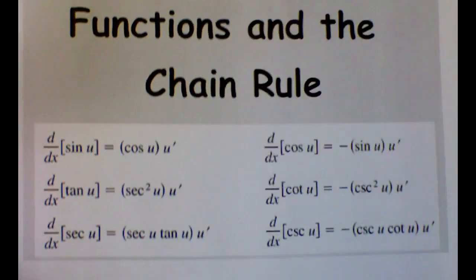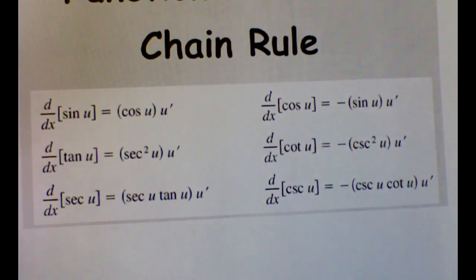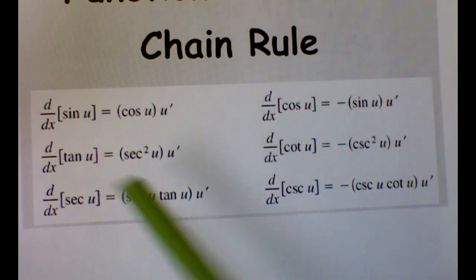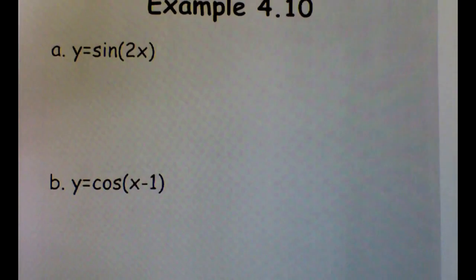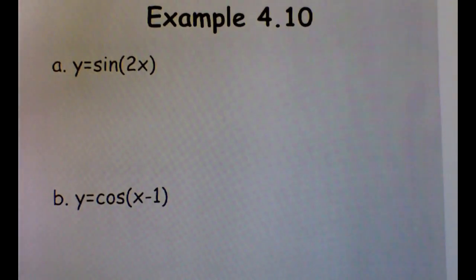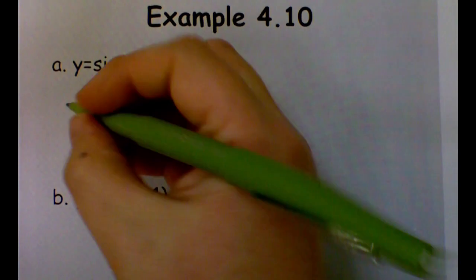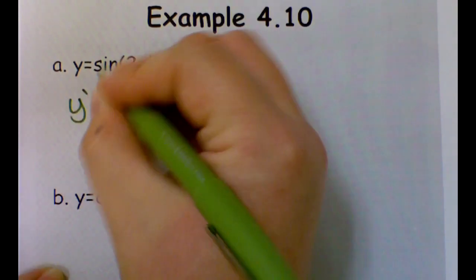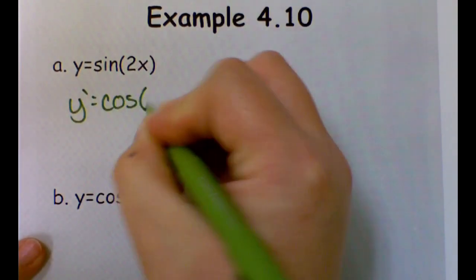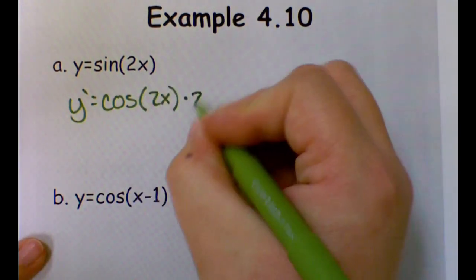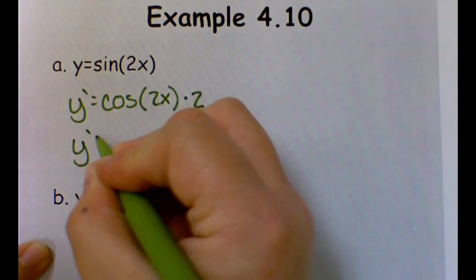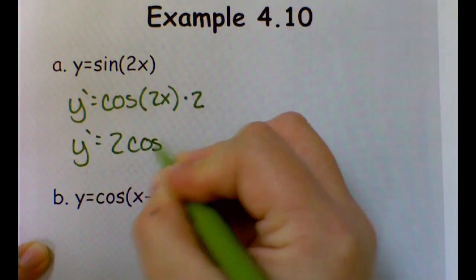And finally, trig functions and the chain rule. The derivative of sine of u is the cosine of u times the derivative of u. That's the only change we're making here. All of our other derivatives, we just do the derivative of the inside multiplied on the end. So to find the derivative of sine of 2x, I say y prime equals the derivative of sine is cosine, keep the inside the same, times the derivative of the inside, which is 2. We would probably rewrite this as 2 cosine of 2x.